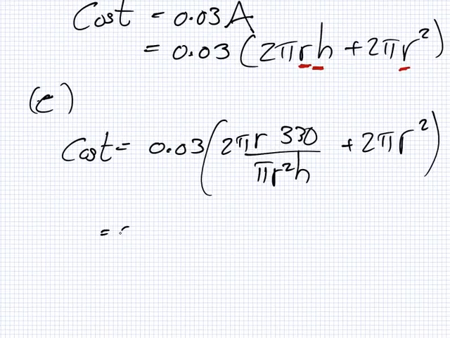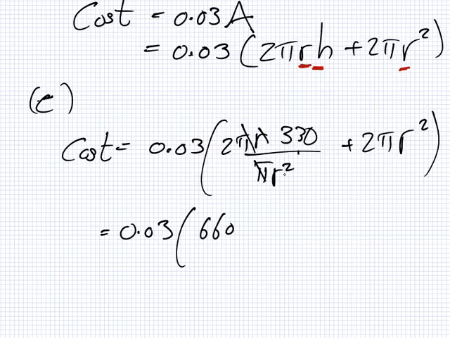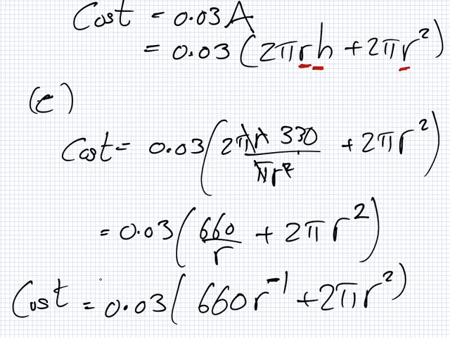I'll clean this up a little bit. 0.03. Oh, sorry, it's just pi r squared, was it? Yeah, I'm getting rid of the h, of course. So now we're left with 660 over r plus 2 pi r squared, like that. Or if you want, that's 0.03 times 660 r to the minus 1 plus 2 pi r squared. So this is the cost. If you choose a radius, you know how much that will cost you to make.